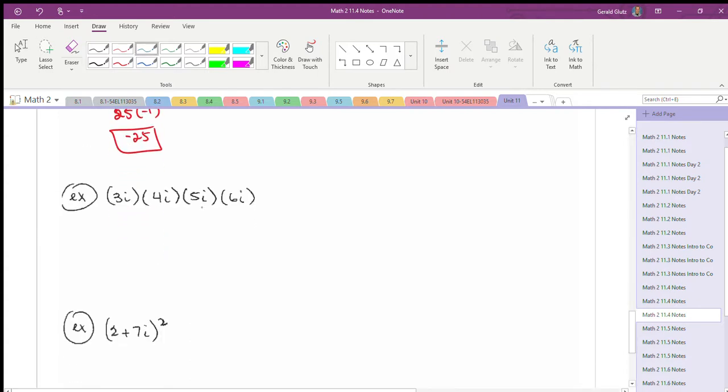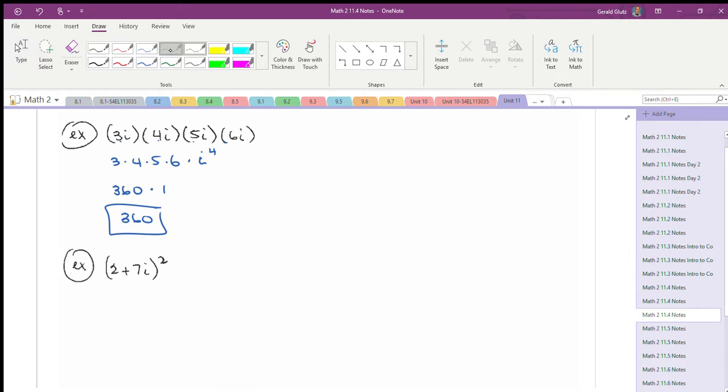So on these type of things, I like to multiply all the numbers first. So I'll do 3 times 4 times 5 times 6. And then times i times i times i times i, so i to the 4th. So let's see, what do we get here? 30, 120, 360. Hopefully I did that right. Times i to the 4th. i to the 4th is actually a positive one. So our answer is just 360.